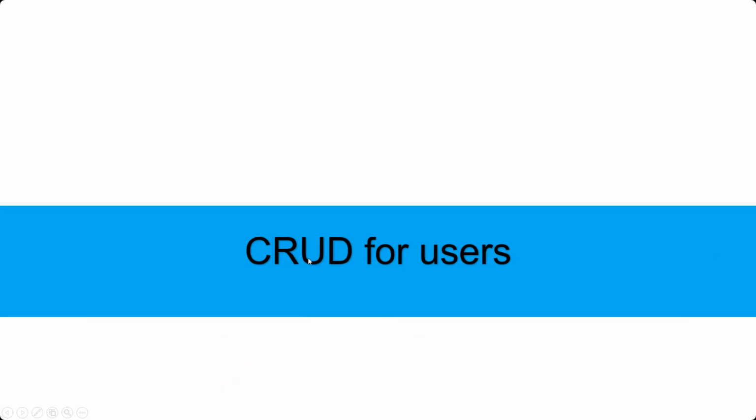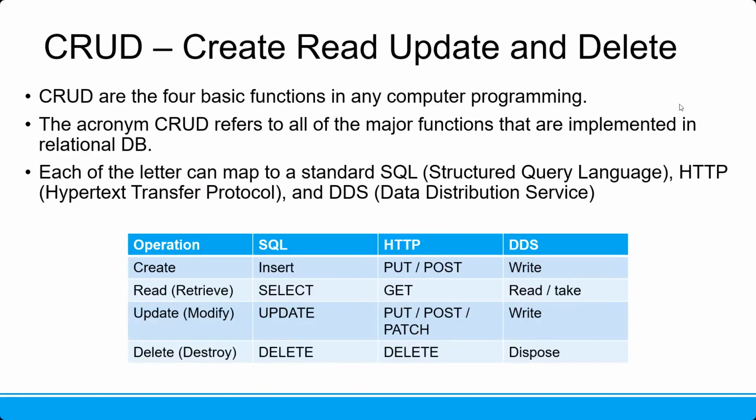Now let's look at the CRUD. Okay, what is CRUD? CRUD stands for the word C-R-U-D. C is create, R is read, U is update, and D is delete. So CRUD are the four basic functions in any computer programming. The acronym CRUD refers to all the major functions that are implemented in relational design.